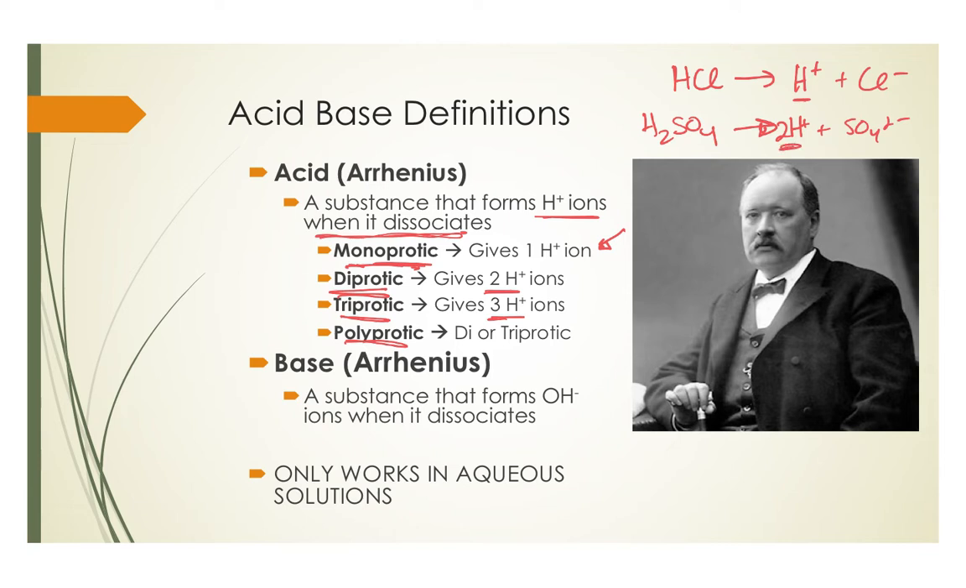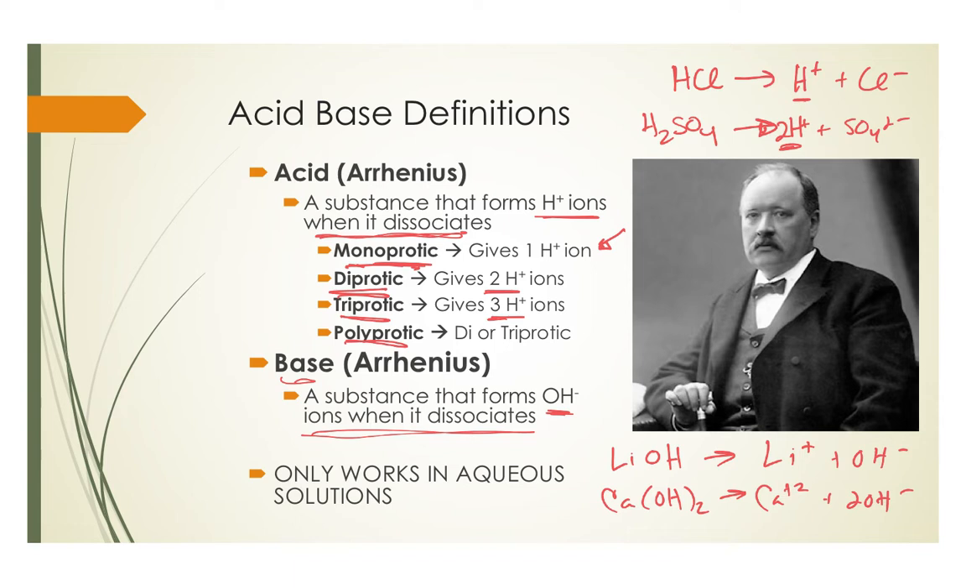By Arrhenius's definition, a base is a substance that forms OH minus ions when it dissociates. So our strong bases would do that, like lithium hydroxide or calcium hydroxide. Again, those are the definitions for that.